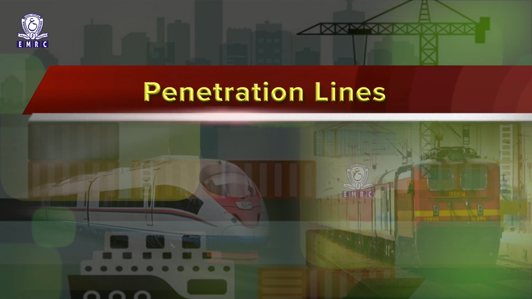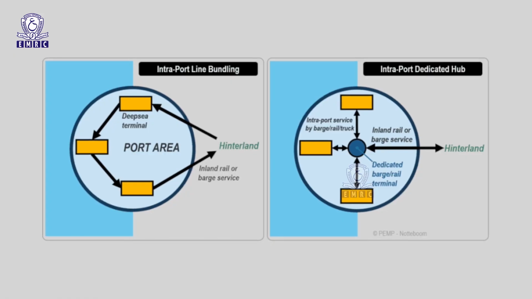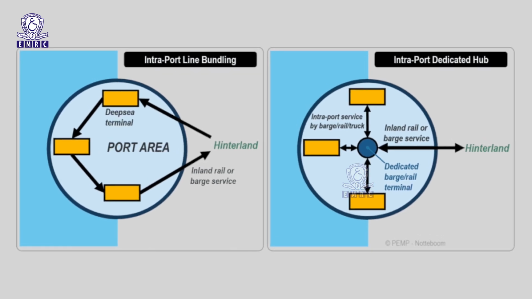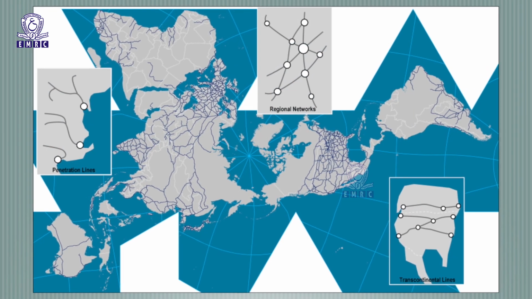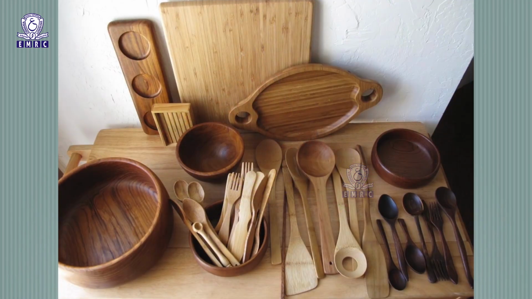Now let me take you to the global rail network. The global rail network, which is mostly a collection of unlinked national rail system, involves three main types of rail lines. First one is penetration lines. Their main purpose is to link a port city with its hinterland, particularly to access natural resources such as minerals, agriculture products and wood products.